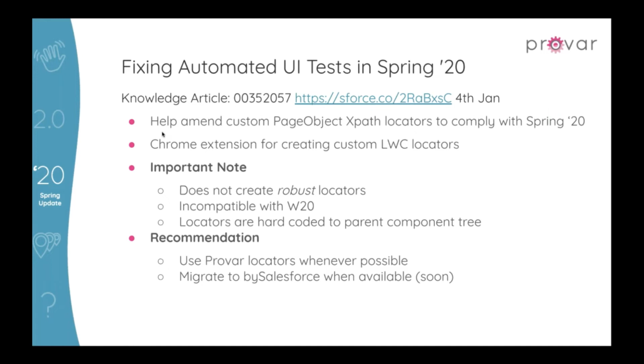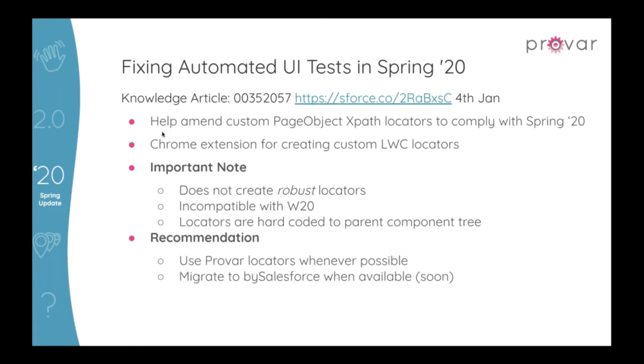That can also help Provar customers that have written their own page objects to do their own XPath locators using Aura. So if you're having problems with your own custom page objects and they've changed now from rendering in Aura to rendering in Lightning Web Components, then this article will give you a tool that helps you generate a working locator. Now, it's really important I say working locator. That's a locator that works with Spring 20 only. And I would say that locator is not robust.